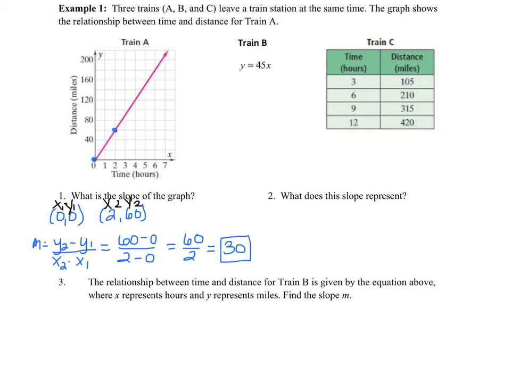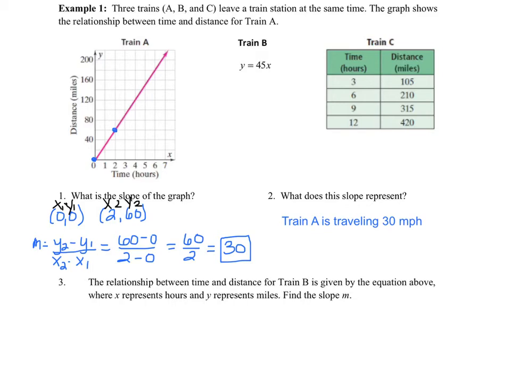Let's look at number 2. It says, what does this slope represent? So we just found out that train A is 30, that is the rate of change, the slope. And what is that slope representing? Well, it represents train A is traveling 30 miles per hour. Okay, our hours and our miles. So our rate of change or slope is train A is traveling 30 miles per hour. So we just identified what this graph is telling us in regards to the slope, the rate of change, and train A is traveling 30 miles per hour.